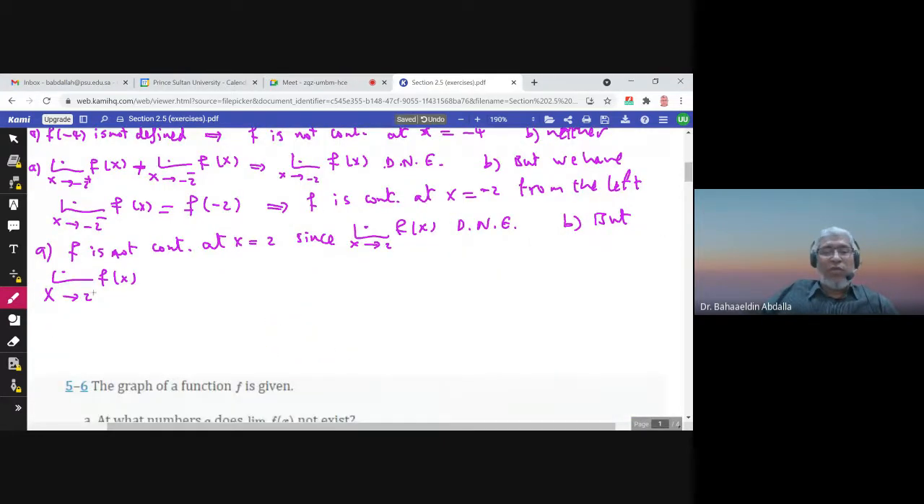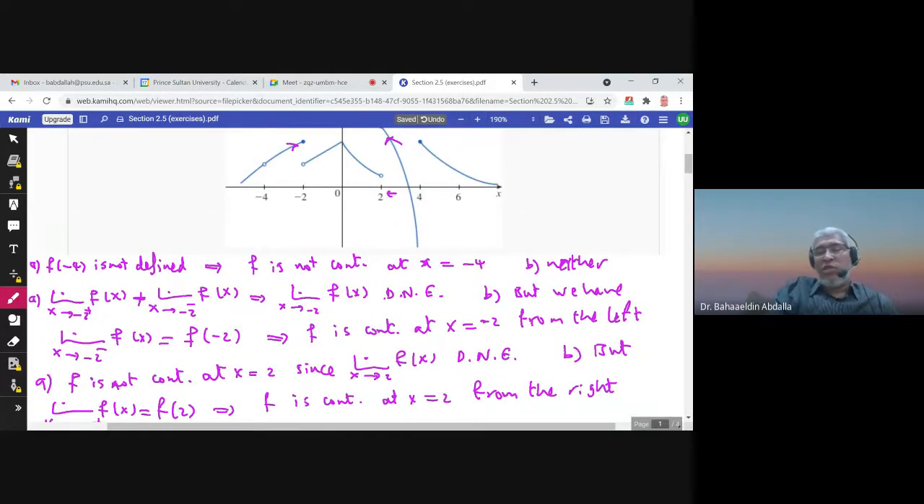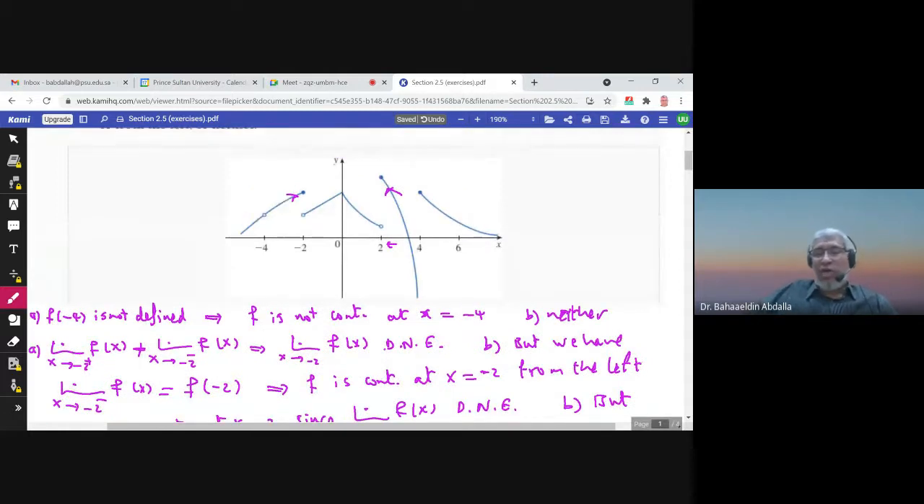So the limit of f of x when x approaches 2 from the right equals f of 2. This means f is continuous at x equals 2 from the right. So it's continuous from the right only, but from the left it's not continuous. That's why it's not continuous in general. So f is not continuous at 2 in general, but it's continuous from the right. Okay, to be continuous, it has to be continuous from the left and from the right.